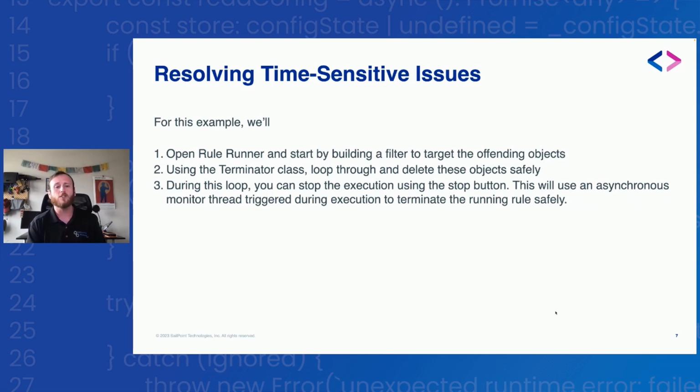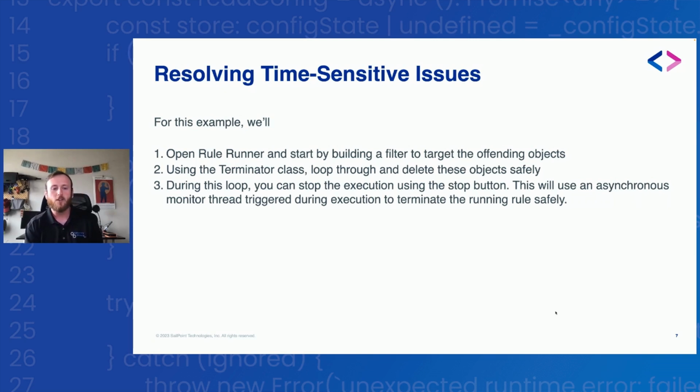After that, we'll go ahead and use the Terminator class to loop through and delete these objects safely, removing the child objects as well. And during this loop, we'll also include log outputs to show it's being removed in real time because that log field is updating in real time as the rule executes. For a large number of objects, make sure you're decaching through the loop. And if you want to, you can also try doing multi-threading, but your mileage may vary.